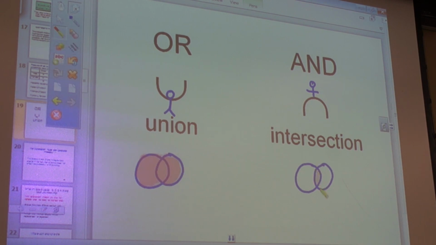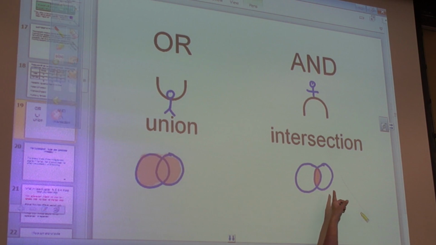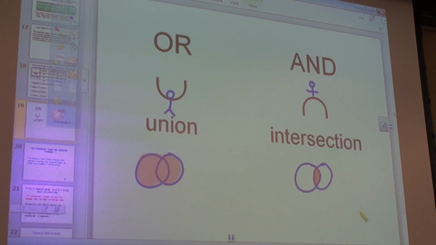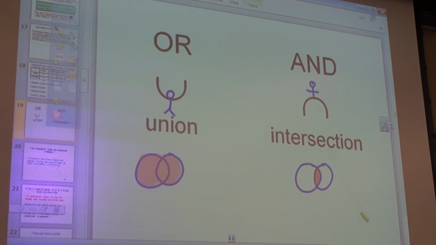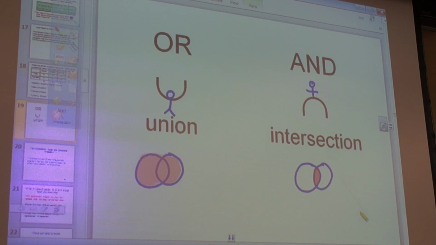And is only this little bit there. You have to be in both. So and is just a little bit. And does not mean you add them together. And means it's just that small amount. Where do we add them? Or means add. You need to know this. Or means add. And means multiply.